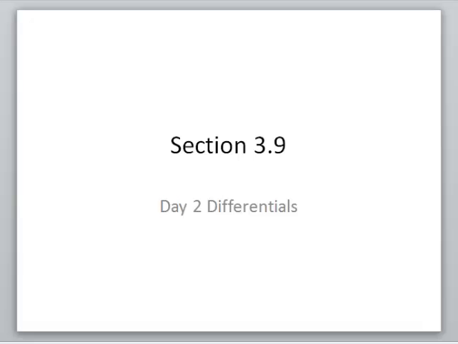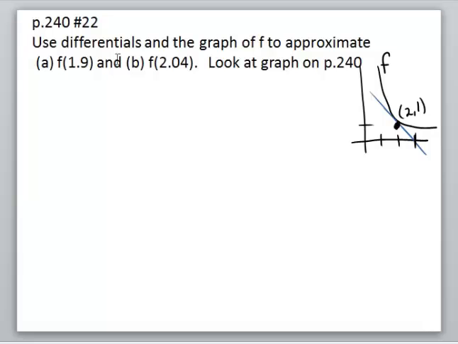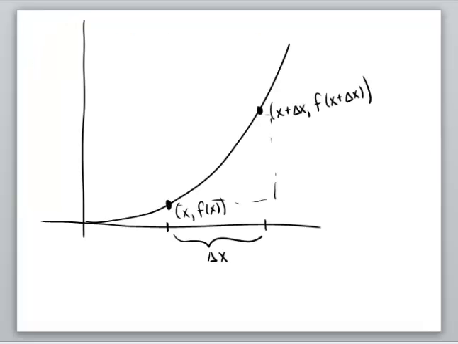Alright, today we're continuing with differentials. We're going to be doing problems where we approximate the height of f of 1.9 given some graph, and we don't even know what the function value is, but we can use the tangent line to approximate what the height is. But before we can do that, I want to go to this picture and get a formula that we're going to be using. So I'm going to derive this formula for you.